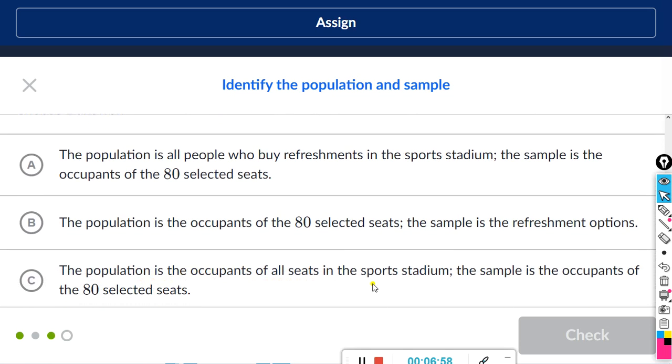Population is the occupants of all seats. The sample is the occupants of the 80 selected seats. Yes, it's C. Okay? Because they didn't just select it from the people that bought refreshments. They just randomly selected people at the stadium.